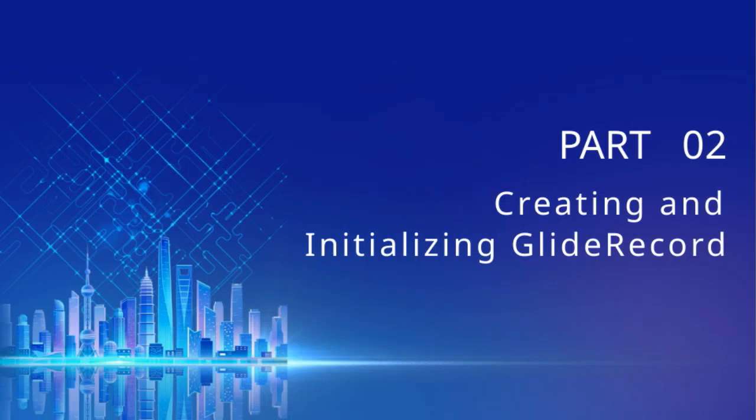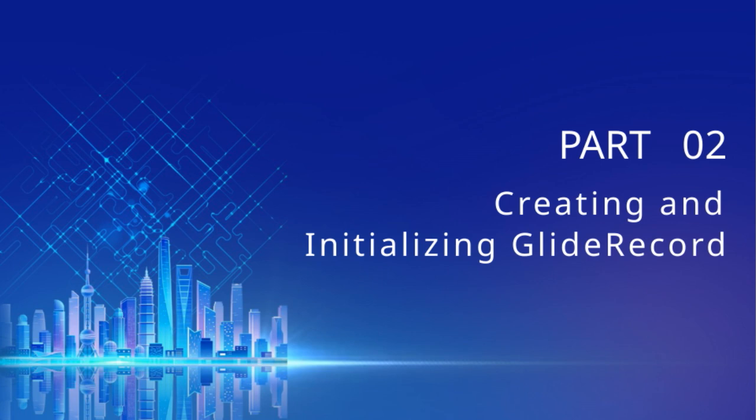Now let's move on to part 2, where we focus on creating and initializing a GlideRecord. This is a crucial step because, as you know, GlideRecord is the backbone of scripting interactions with ServiceNow tables. To start, we need to decide which table we're working with, and that's done by creating a new GlideRecord object for that specific table. Initializing it correctly ensures we're working with the right data set from the beginning.